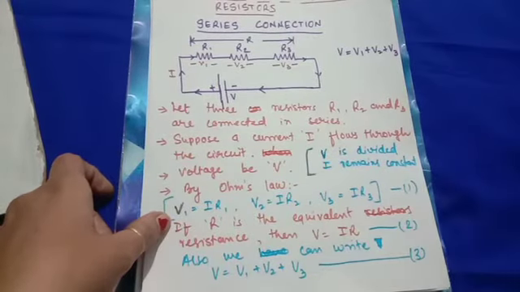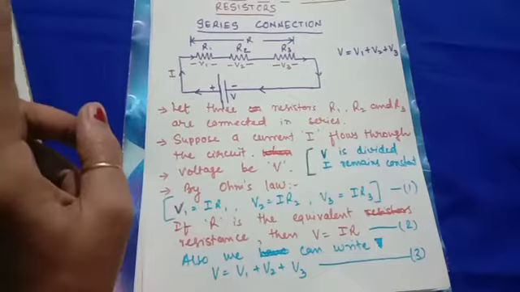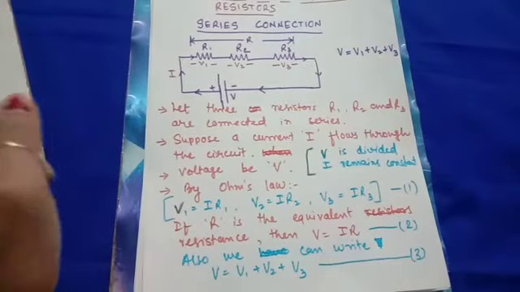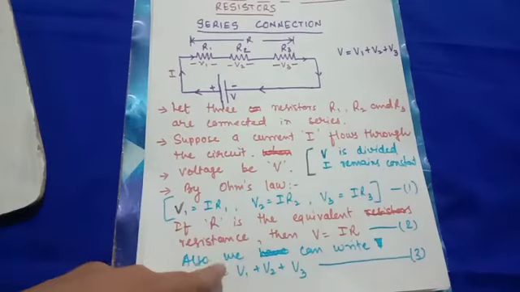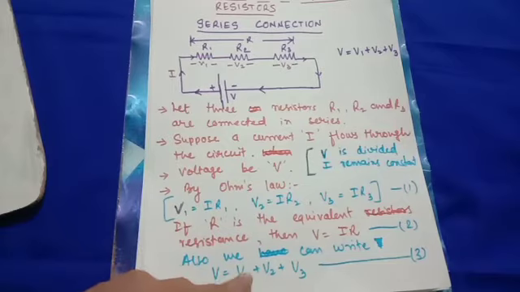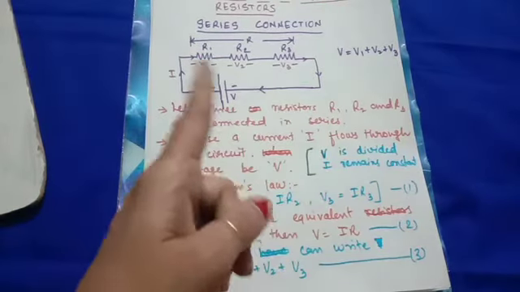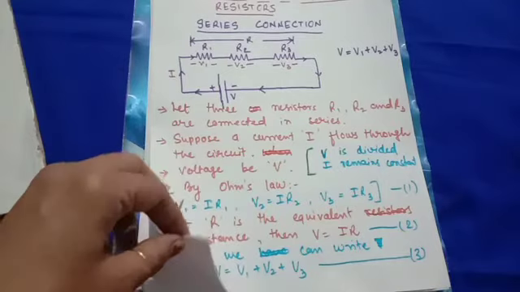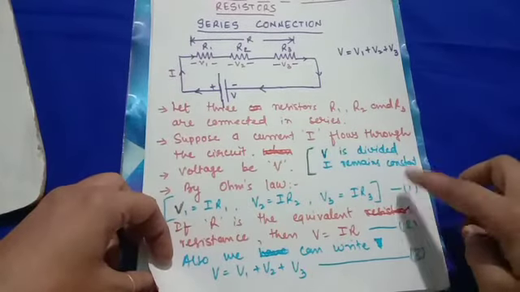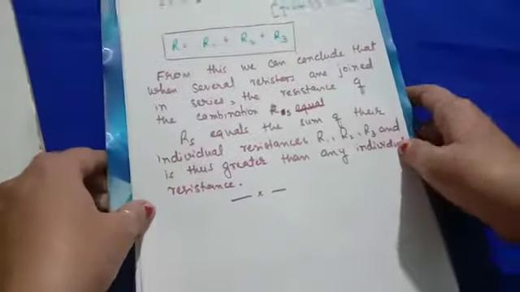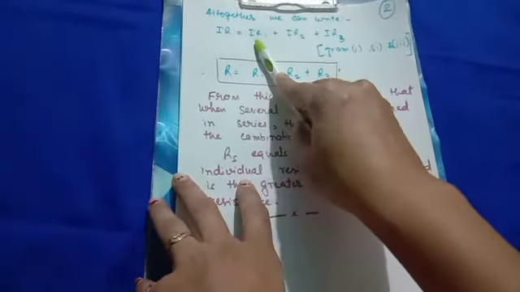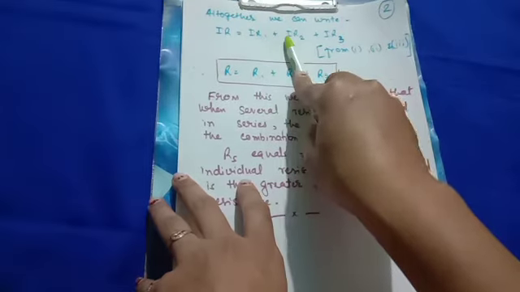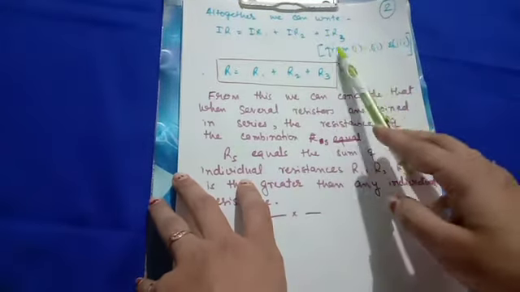If R is the equivalent resistance, मतलब अब तीनों को एक बनाते हैं तो टोटल रेजिस्टेंस कितना सर्किट में फ्लो होता है. ठीक है, so if R is equivalent resistance then V is equal to IR from the Ohm's law. Also we can write V is equal to V1 plus V2 plus V3. तो टोटल जो है voltage that will be V1 plus V2 plus V3. Now all together if I take first, second and third, we can write IR is equal to IR1 plus IR2 plus IR3. From where? From 1, 2 and 3.